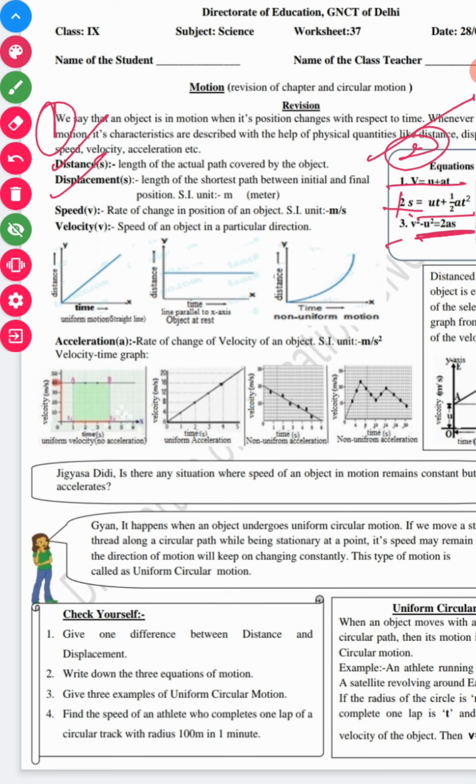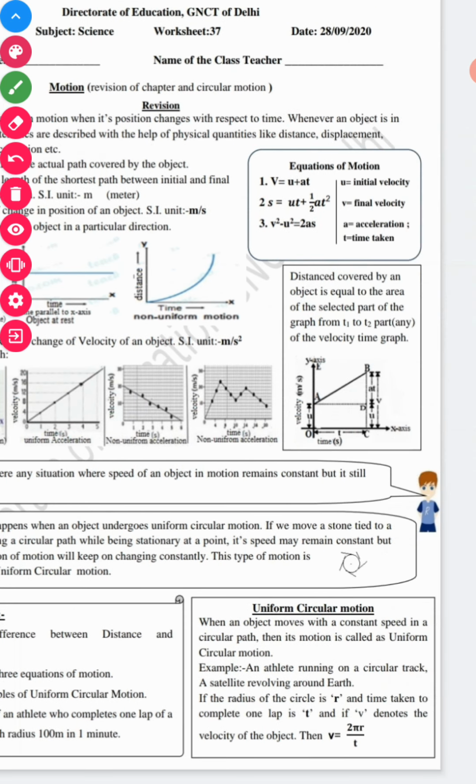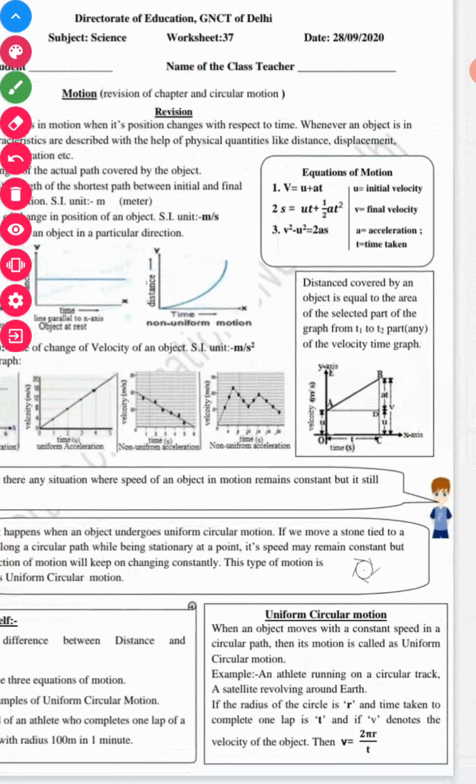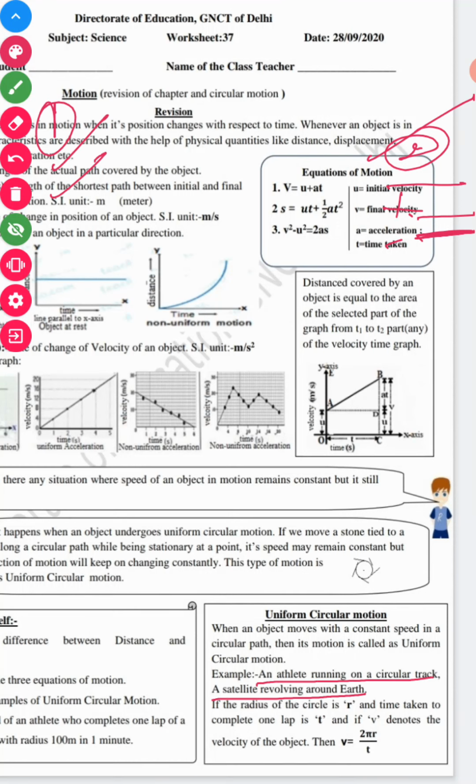Third question, give three examples of uniform circular motion. You can write all the examples from here. These are the examples: an athlete running on a circular path, a satellite moving around the earth, third, a stone tied with a thread. And you can give the example of a biker moving in the circus also.